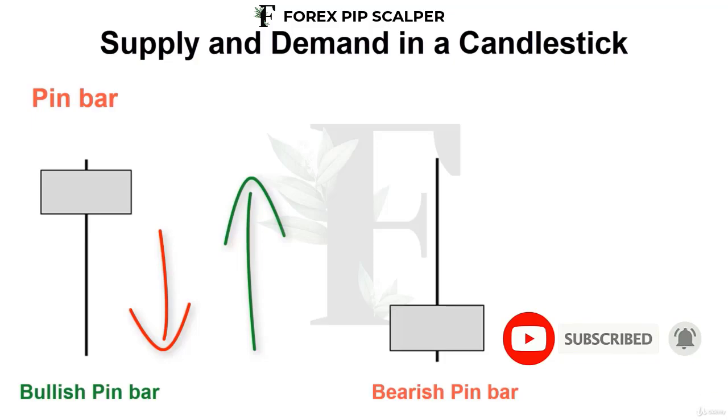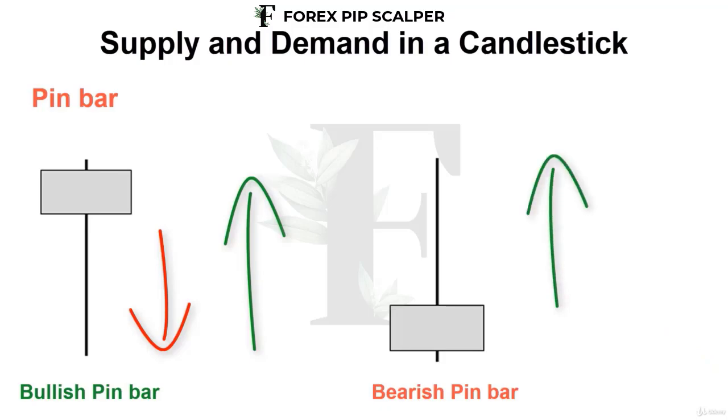What about the bearish pin bar? The long upper shadow shows that buyers pushed the price higher during the session, but sellers reacted and the price closed near the opening. In this case, sellers were stronger by the end of the session. That's why this is a bearish pattern.